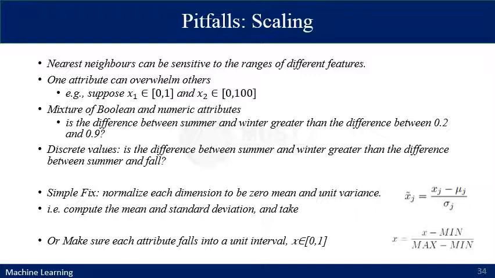One of the simple tricks is to normalize the values which have the different scales using the zero mean and unit variance, and then you can compute the mean and the standard deviation using these formulas. Or you can make sure that each attribute falls into the unit interval between 0 to 1. So there are different mechanisms to convert the Boolean and numeric attributes to this kind of interval. Or even discrete attributes can be replaced using the ordinal encoders.